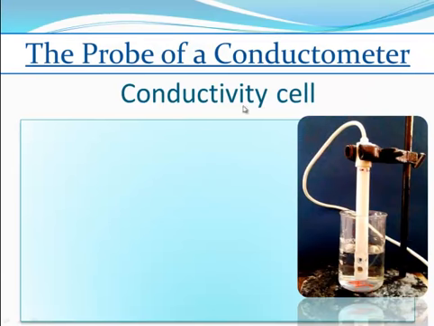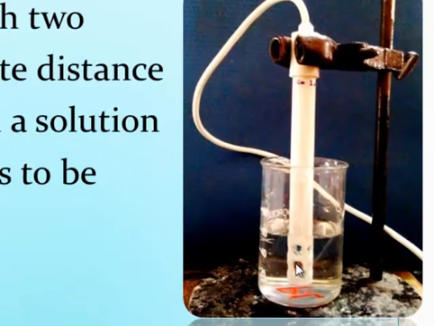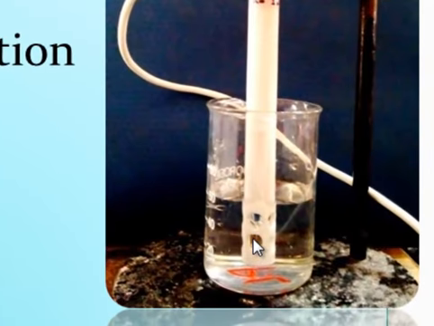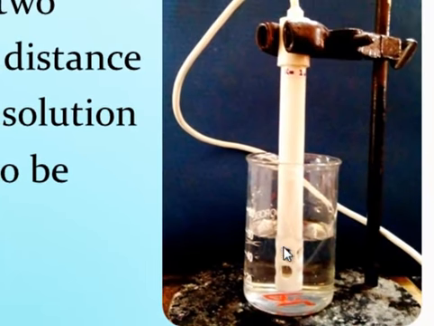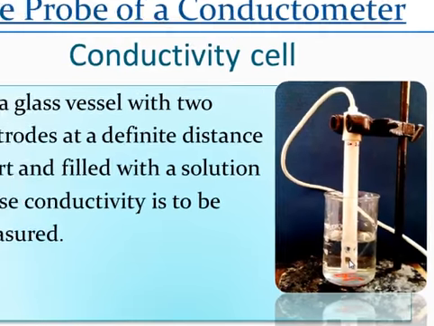So the probe of a conductometer is called a conductivity cell and it consists of a glass vessel with two electrodes at a definite distance apart and it is filled with a solution whose conductivity is to be determined. So as you all can see through these holes, there are two plates inside and the reading taken is that of the solution standing between the two plates. The outer plastic jacket is just a protective jacket and these two electrodes are made up of platinum and the inside parts are coated with platinum black.